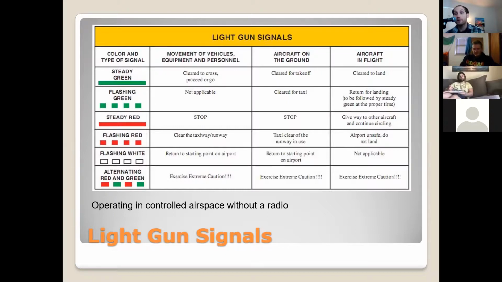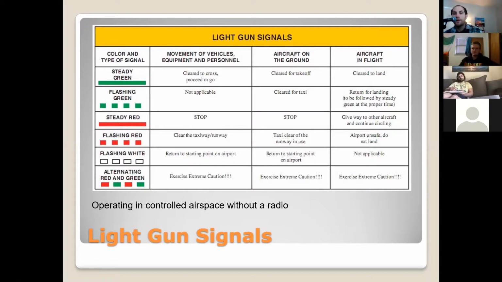If you saw solid red, just stop. If you see flashing red, it means taxi off of this piece of pavement that you're on, get over to the next taxiway, get over to the next non-movement area, because whatever piece of pavement you're on, typically the runway, is needed by somebody else. So flashing red, taxi clear of the runway in use.